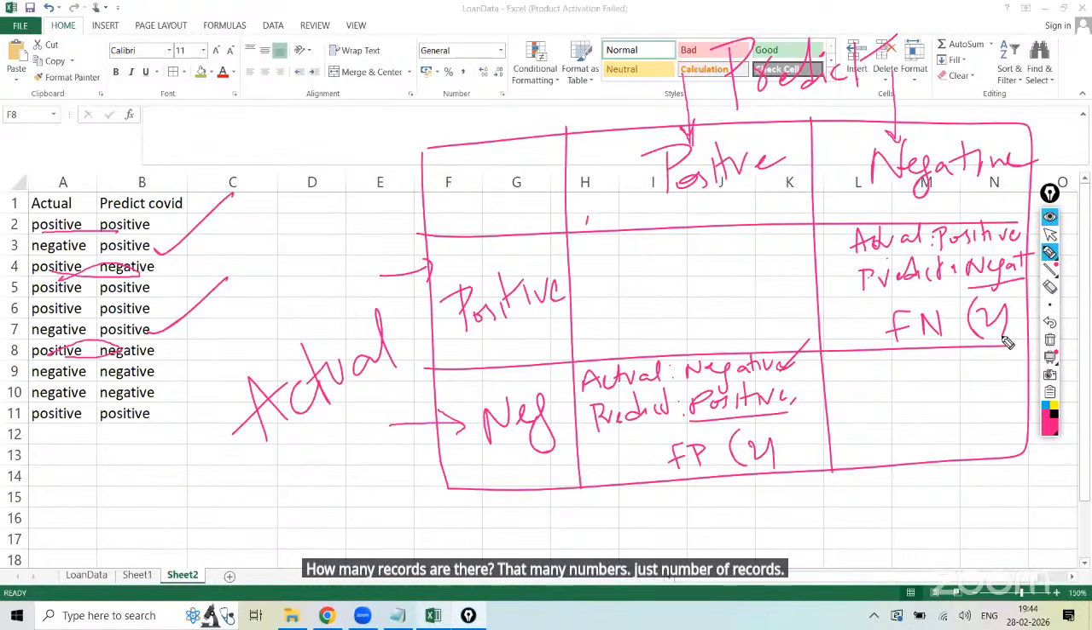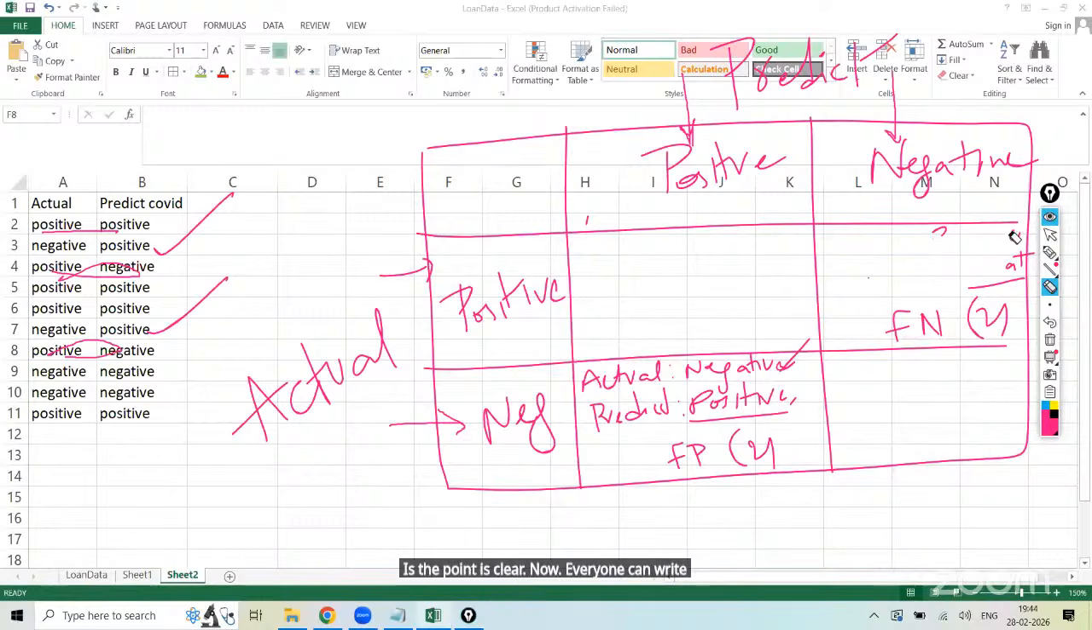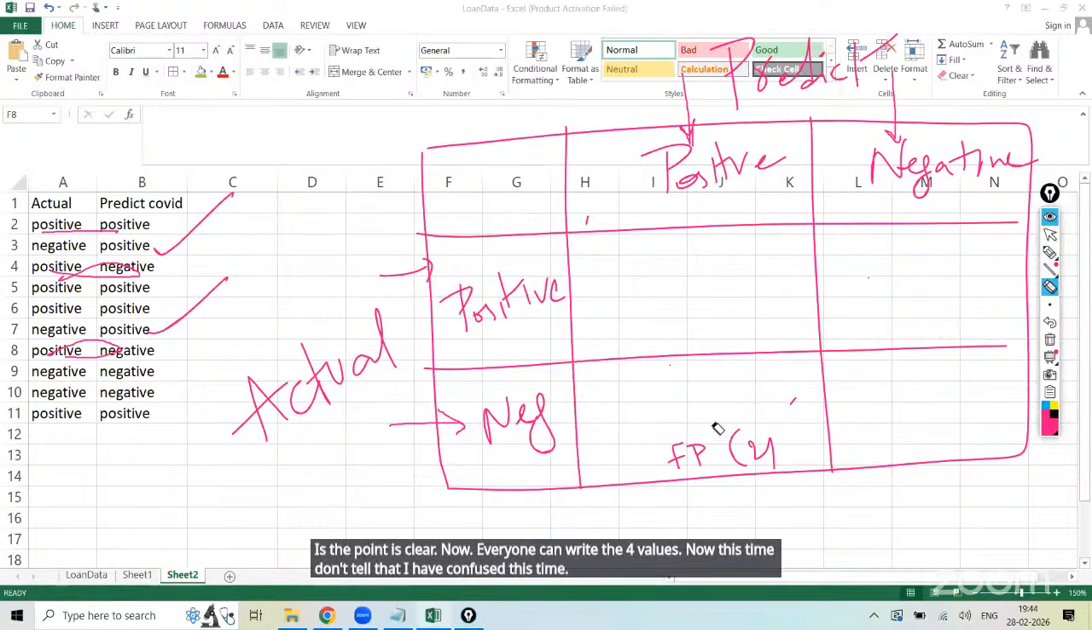Is the point clear? Now, everyone can write the 4 values. This time, don't tell me that you are confused. Don't say you saw this side like this and that side like that. Don't give any kind of silly reason. Okay, just tell me the answer.